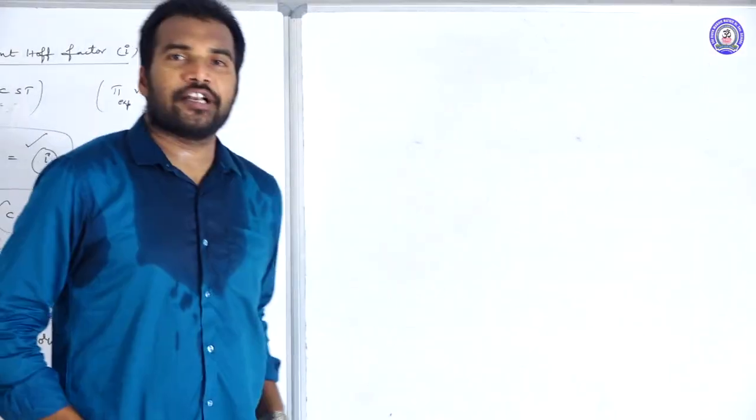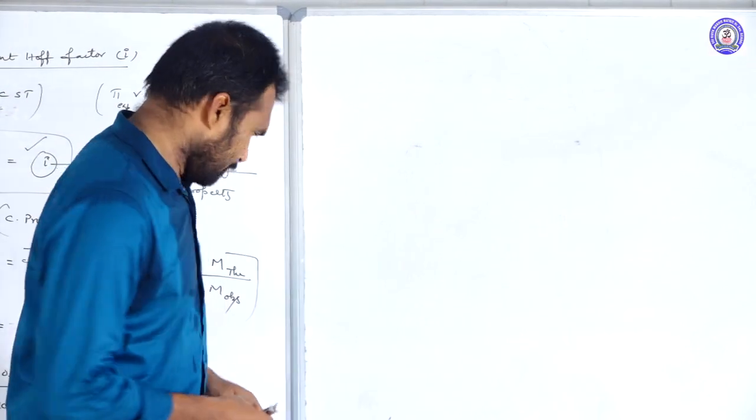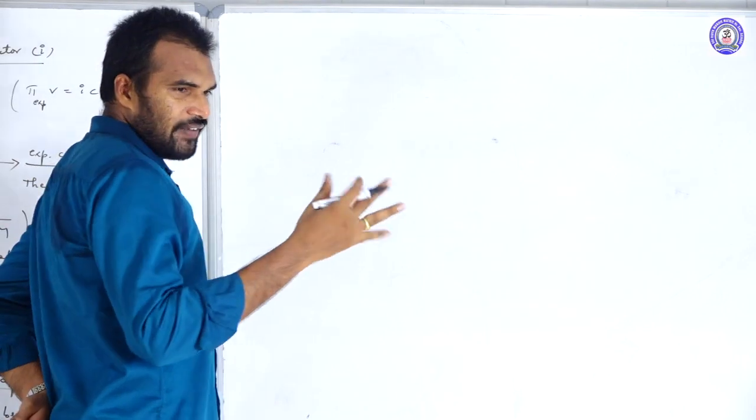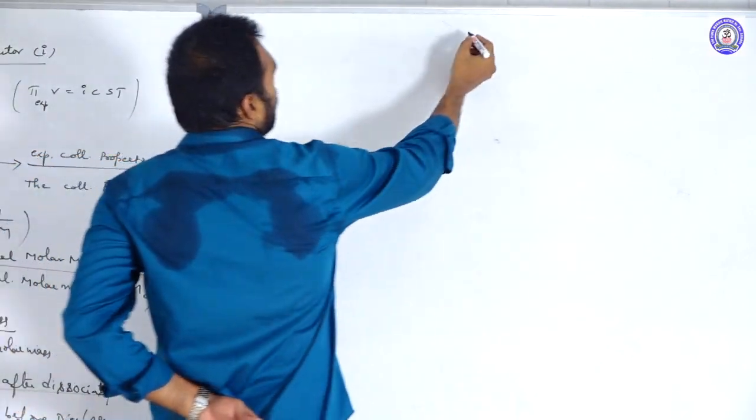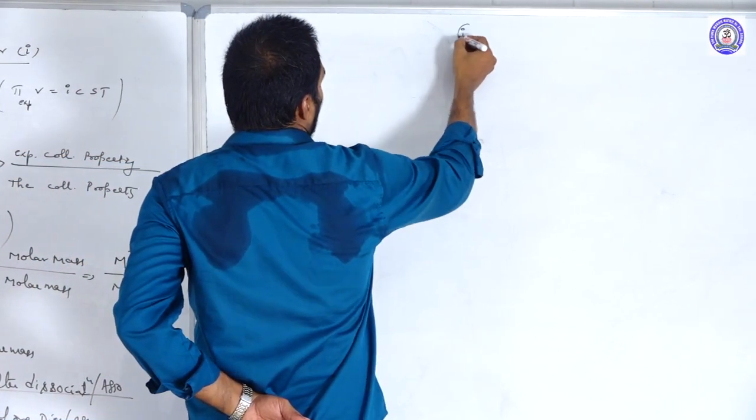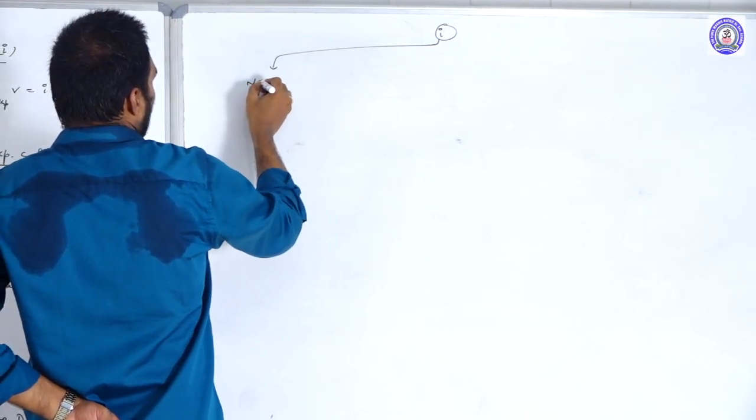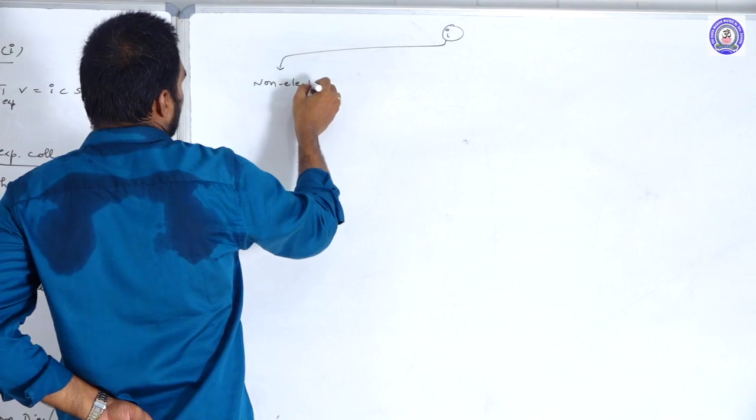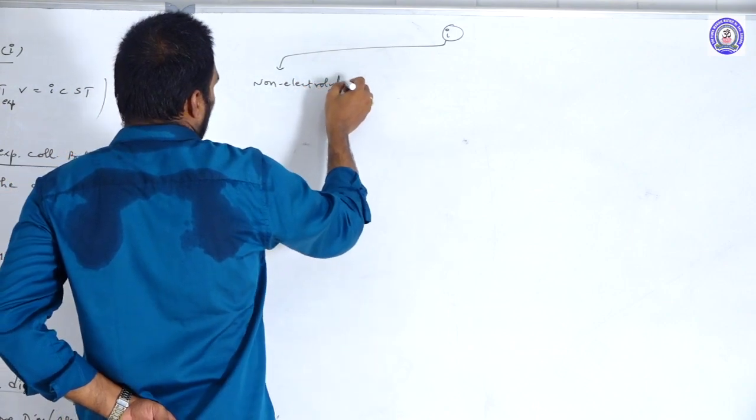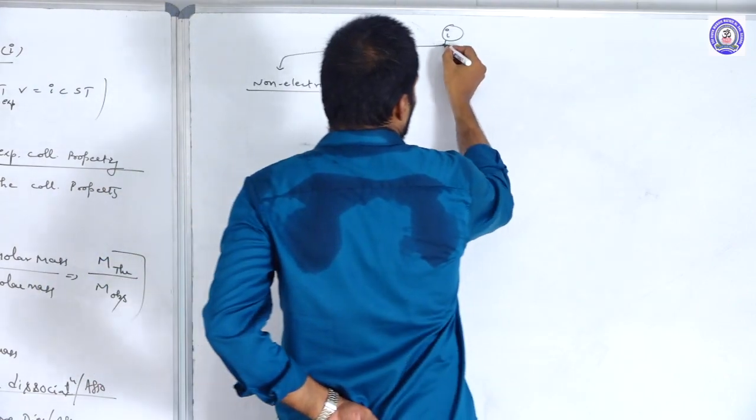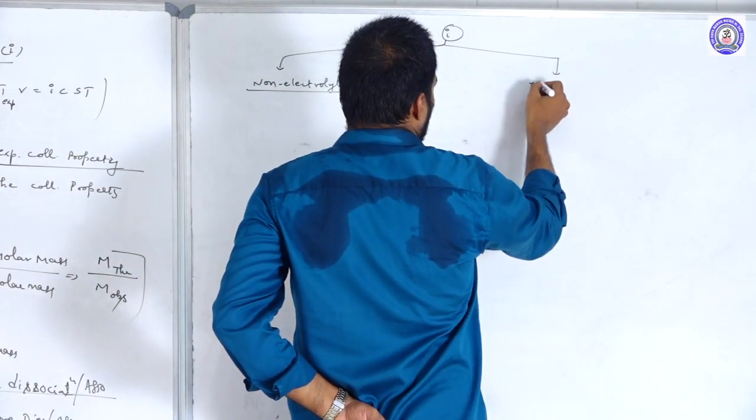Okay, fine. How to determine the i value? Let us see. For our simplification, I am dividing the i value for non-electrolytes. Next one, electrolytes.